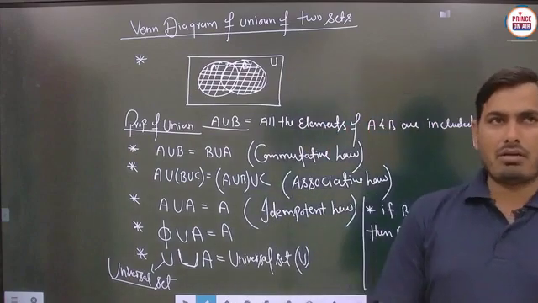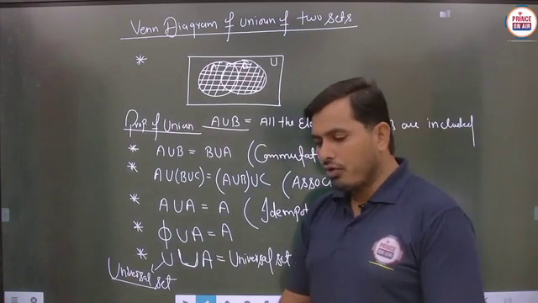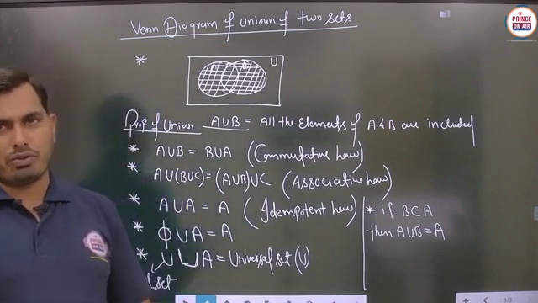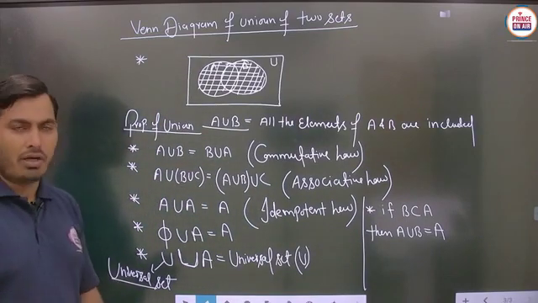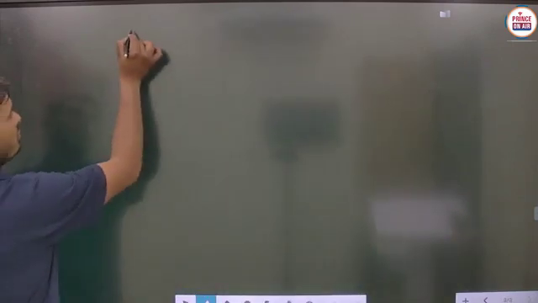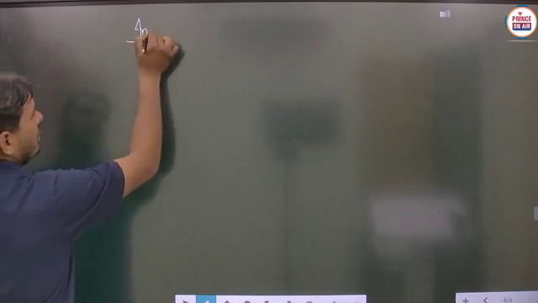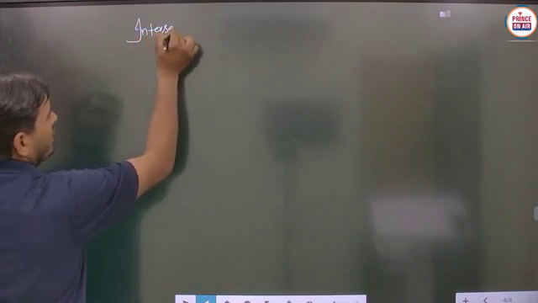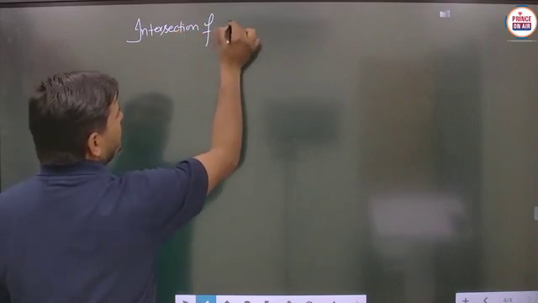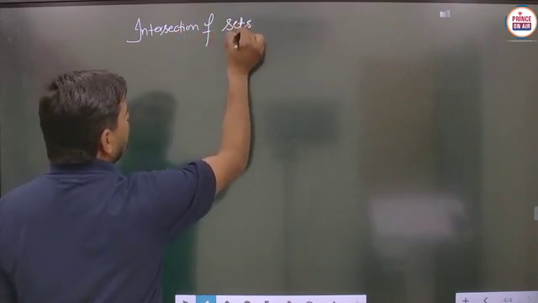Now the next operation we will take after the union is known as the intersection of two sets. So pause the video to note it down, students. After that we will take the next operation, known as the intersection of two sets. Intersection of sets, you can say that. Is it clear?